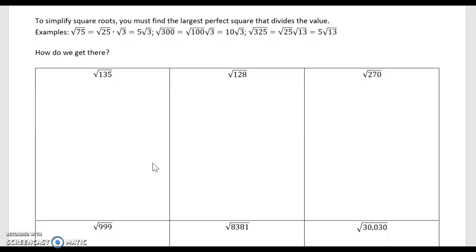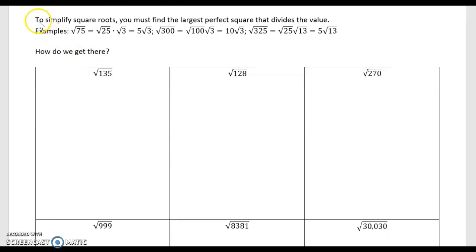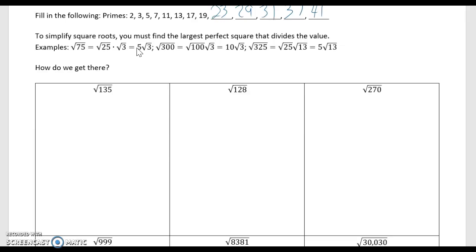Now I'm going to show you a method. This method is fine. The basic rules up here, you can see it talks about how to simplify square roots. I'm going to show you a method that works for me, and hopefully it will work for you. Bear in mind that we're going to keep that list of primes in place, and I'm going to show you what to do. So we're going to start with 135.